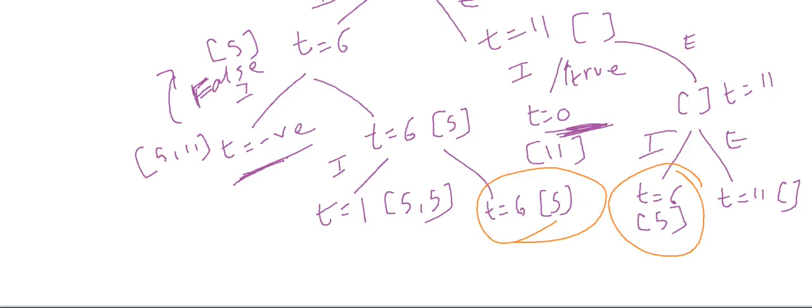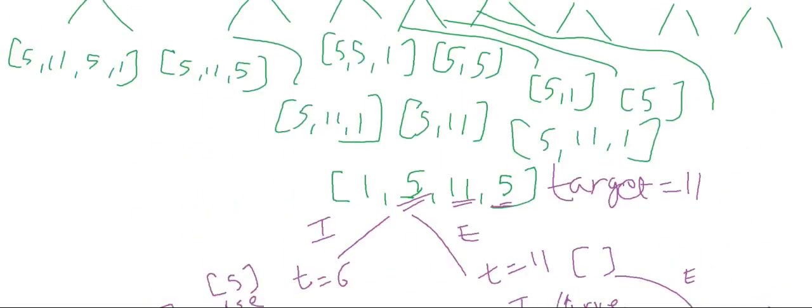Let's continue. So here we have 1. So now our next element is 1, right? Include and exclude 1. Okay.